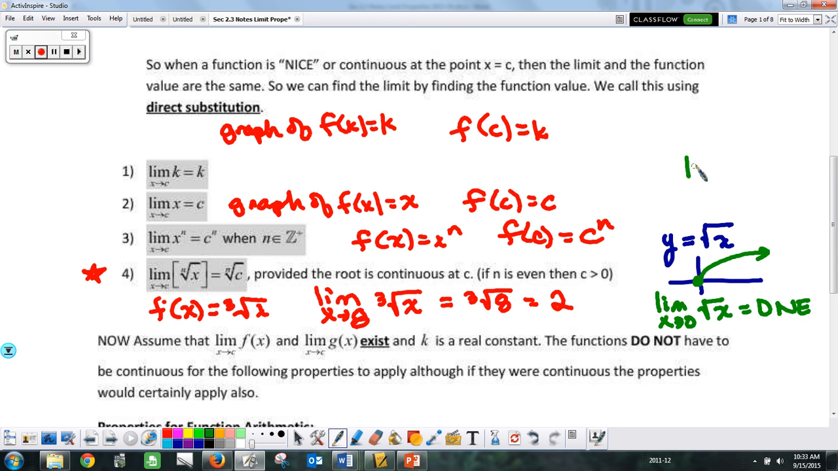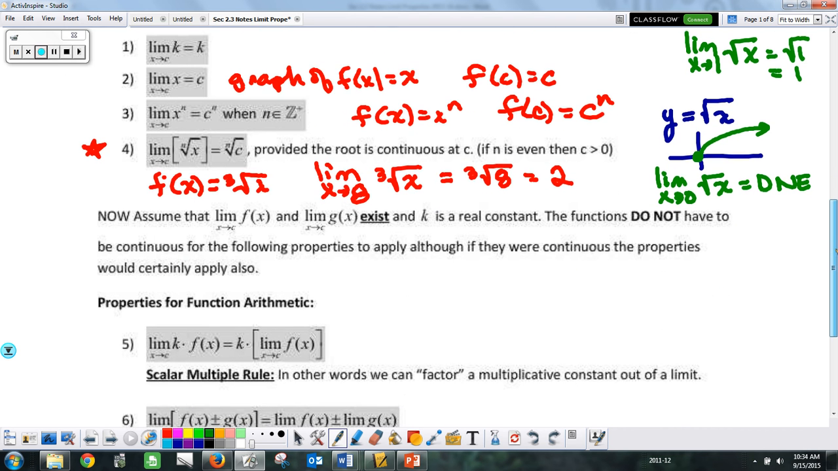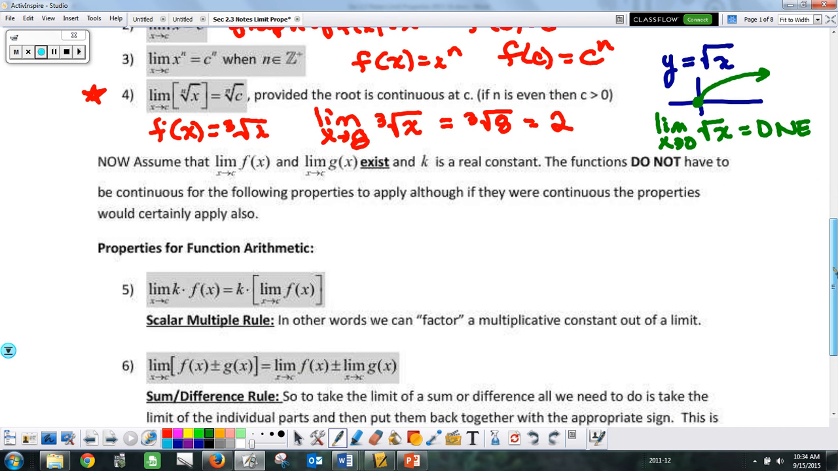If I was going to do the limit as x approaches 1 of square root of x, well, that one's fine. At 1, this function is continuous. It has a function value. The left and the right limit are the same. I could simply plug it in and get my function value. So provided it's continuous at x equal to c, you can plug it in. Be very careful about plugging in when it is not continuous at that point. And that's why you've got to have a good knowledge of continuities and discontinuities and where they occur.